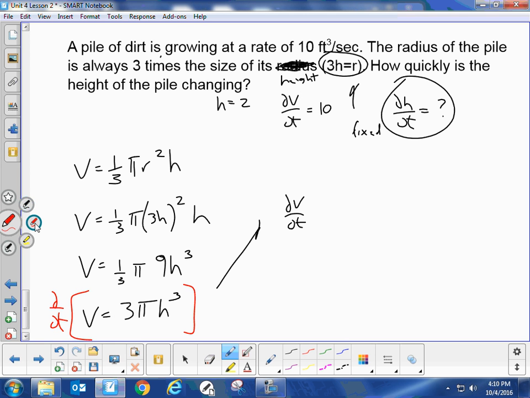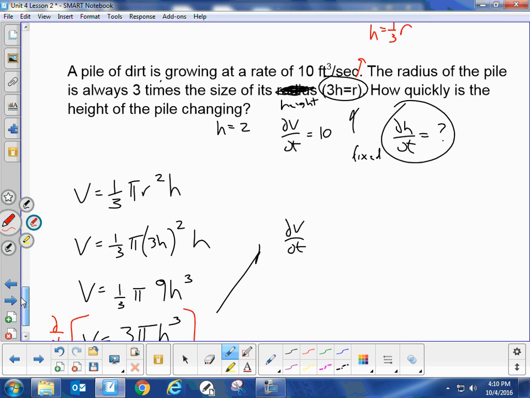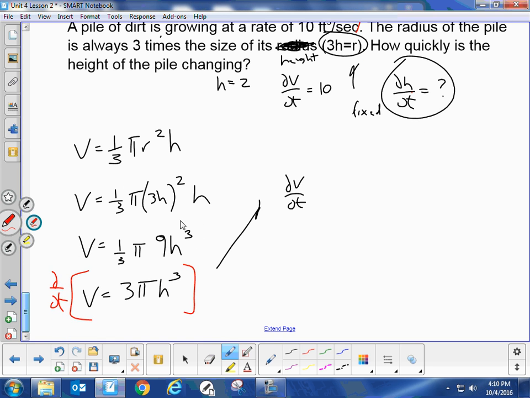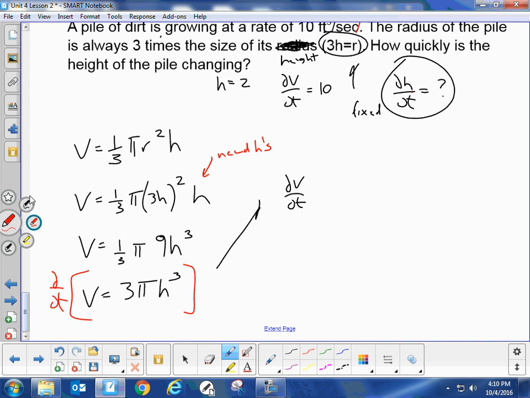If we somehow were given the situation where like h is equal to 1/3 r, you would not plug in 1/3 r for h and just have r's, because then you wouldn't be able to find dh/dt. You need h's. So you would need r equals 3h and plug in 3h so that you have h's. So that's important to note. We'll talk about that more next class, how you got to look for what you need and make sure you have that in your formula.